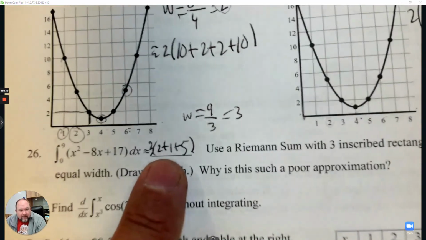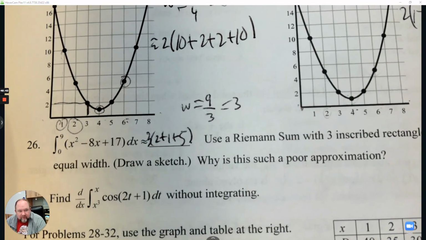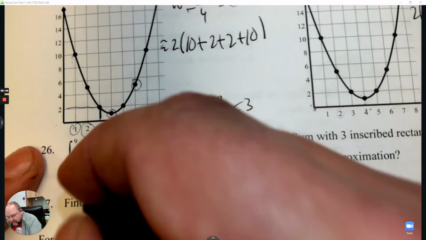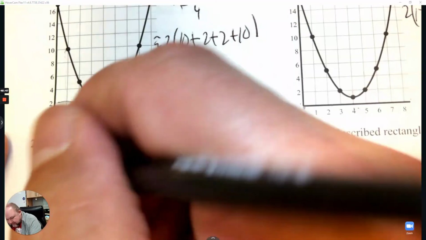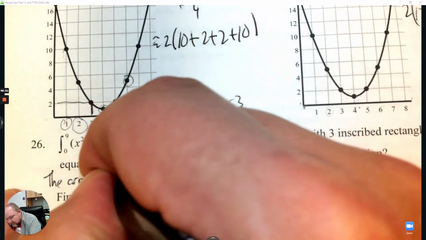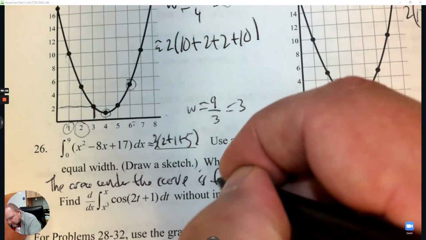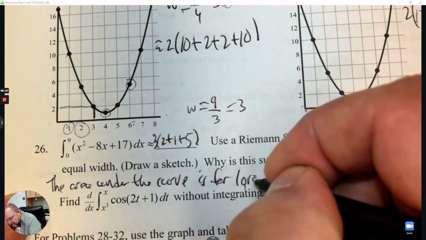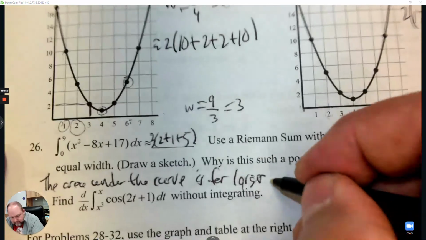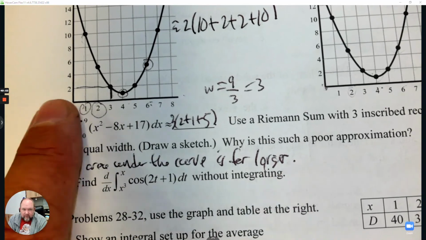And so why is that such a poor estimate? Well, look how low the rectangles are. So this is such a poor approximation because the area under the curve is far larger than what this is.